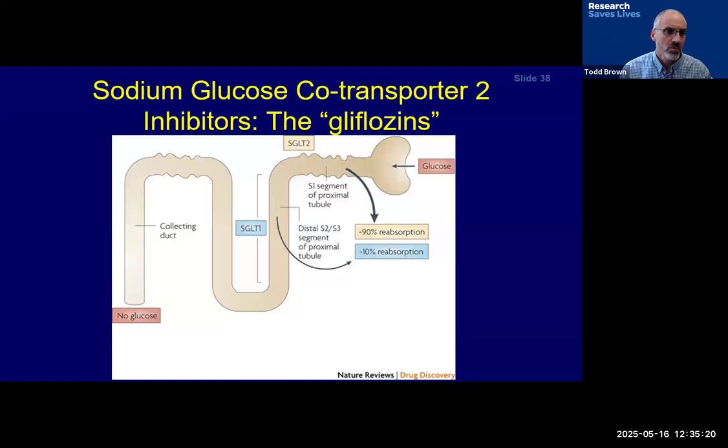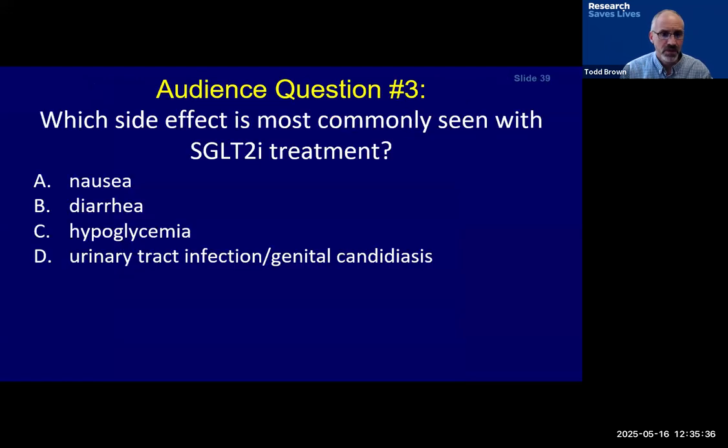So, talking about SGLT2 inhibitors, here's a cartoon of the nephron. Glucose is freely filtered by the glomerulus. Most of it is resorbed in the proximal tubule, either by SGLT2 or SGLT1. These drugs block SGLT2, so glucosuria ensues. So it's an insulin-independent mechanism. I have an audience response question here about the most common side effect: nausea, diarrhea, hypoglycemia, UTI, and genital candidiasis. I'll leave that hanging for a second.